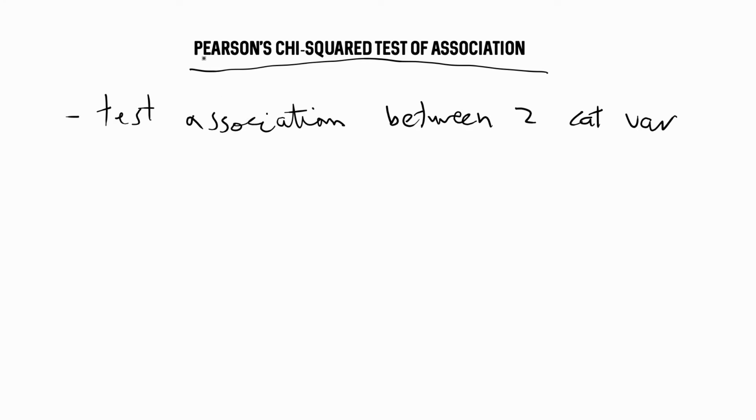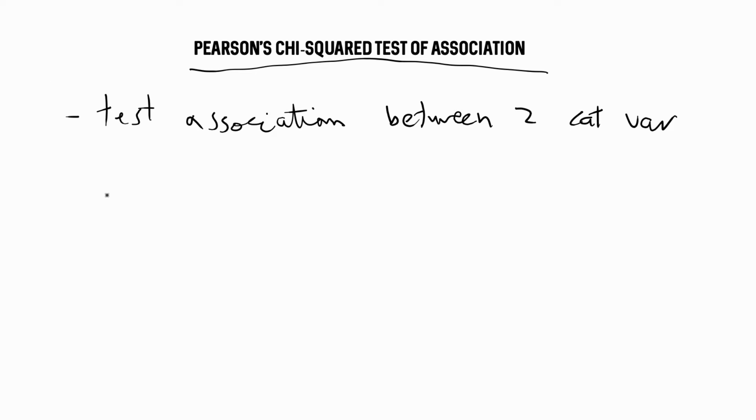Hey guys, in this video I'm going to go over how to perform a Pearson's chi-square test of association. This is a test that you perform when you're doing categorical data analysis, and it's used to test the association of two categorical variables. In this video, I'm first going to go over how you perform the Pearson's chi-square test of association, and then I'm going to do an example at the end of the video.